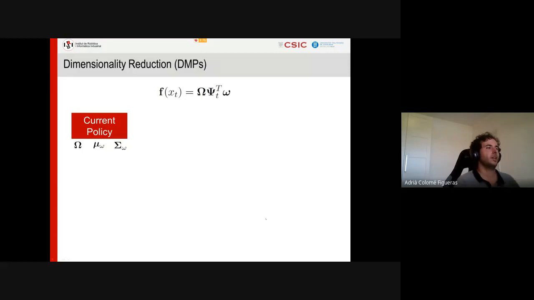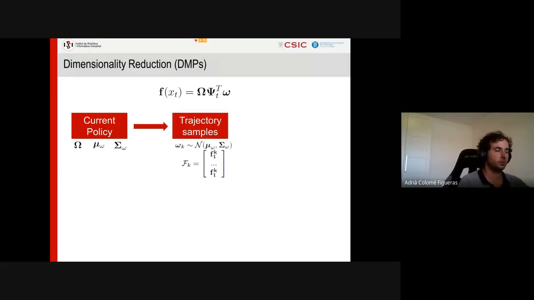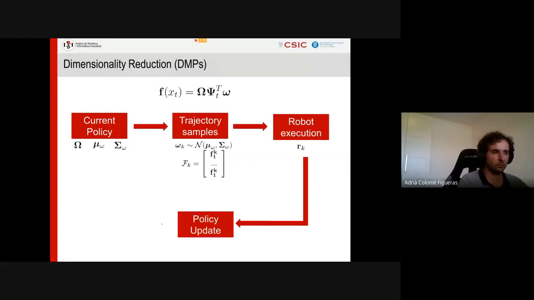Now the learning would work like this: we have the current policy, which is this omega, the mu, and the sigma of the parameters. Then we sample new trajectories again, and we get this shaping function in the DMP. Then we execute the robot, we get the rewards, we update the policy, and we start over again. This is how the robot learns motion and improves with this latent space projection.